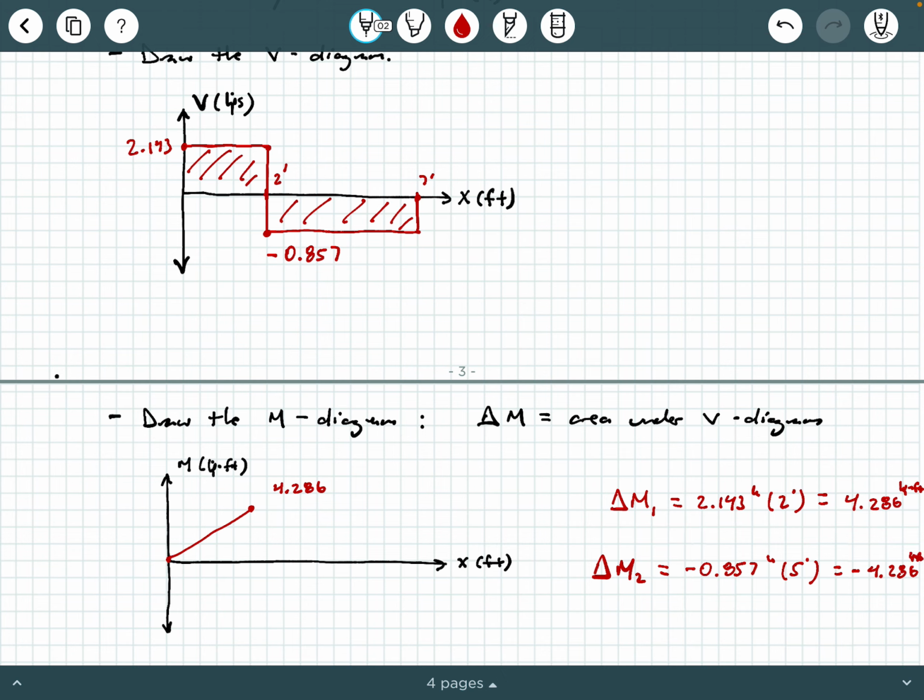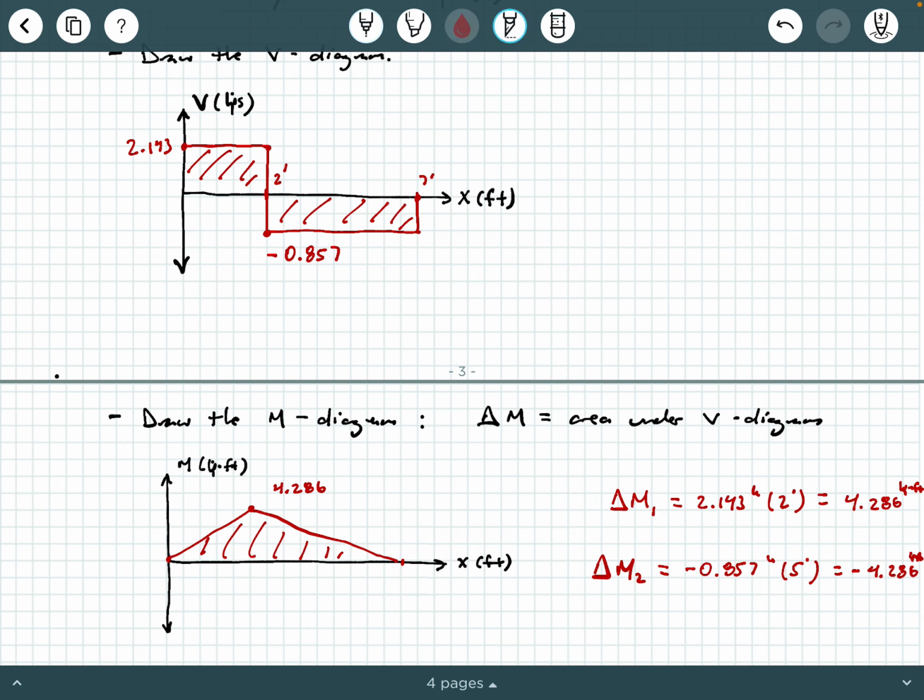And so what does that negative mean? That means that I'm already at positive 4.286 and I subtract 4.286. And where does that put me? That puts me back to 0, okay? And that's linear. And I can shade it in like this as well.